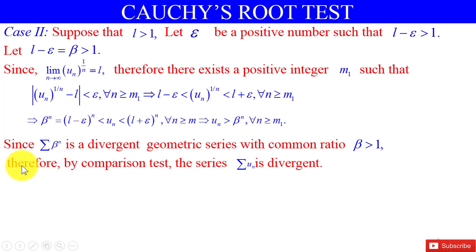Now, since sigma beta raised to the power n is a divergent geometric series with common ratio beta greater than 1, therefore, by comparison test, the series sigma un is divergent.